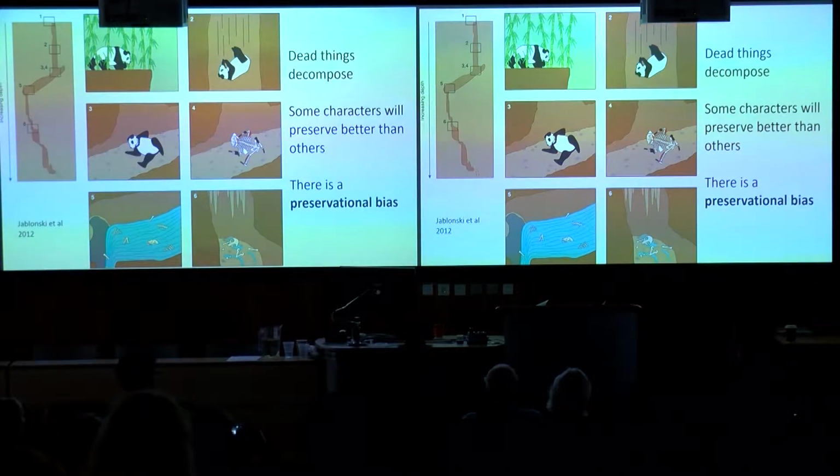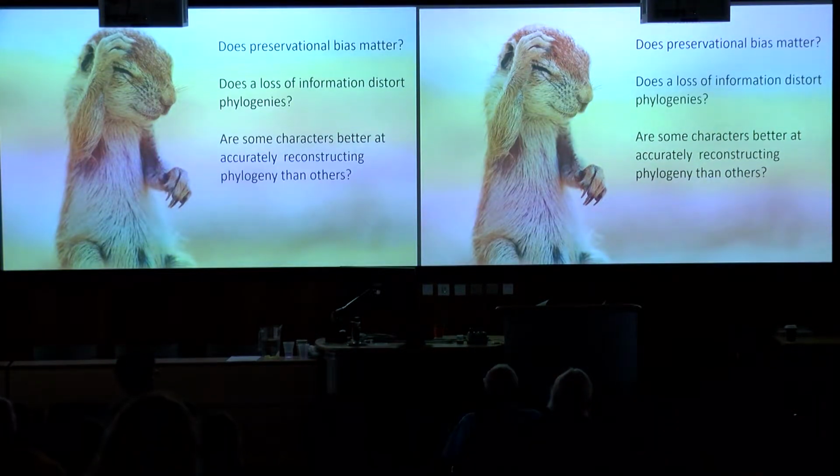decay is not a homogeneous process, and some body parts preserve better than others do. For example, if you're studying mollusks, you might find a lot of fossilized shells, but not much else. And if you study mammals, you might find you have lots of fossil teeth, but maybe not so many postcranial characters. So one question we often ask ourselves is, does the preservational bias really matter?